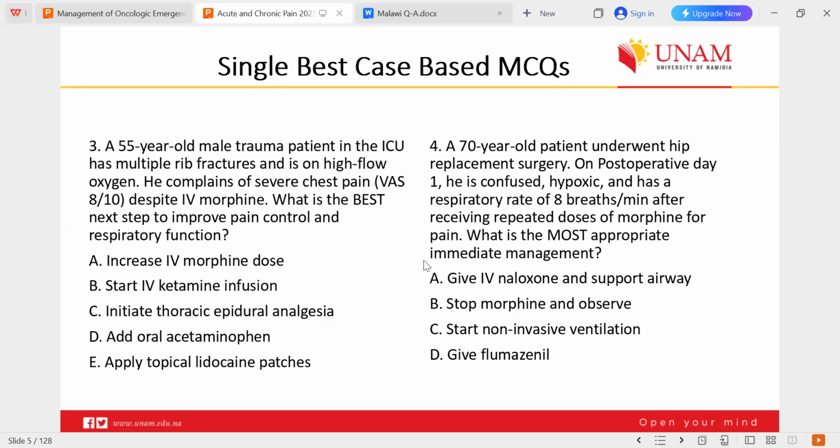4. A 70-year-old patient underwent hip replacement surgery. On the first day post-op, he is confused, hypoxic, and has a respiratory rate of 8 breaths per minute after repeated doses of morphine for pain control. What is the most appropriate immediate management for this patient? A. You won't stop morphine and observe? A is correct. I agree. Did somebody say B? No, A. A is correct.